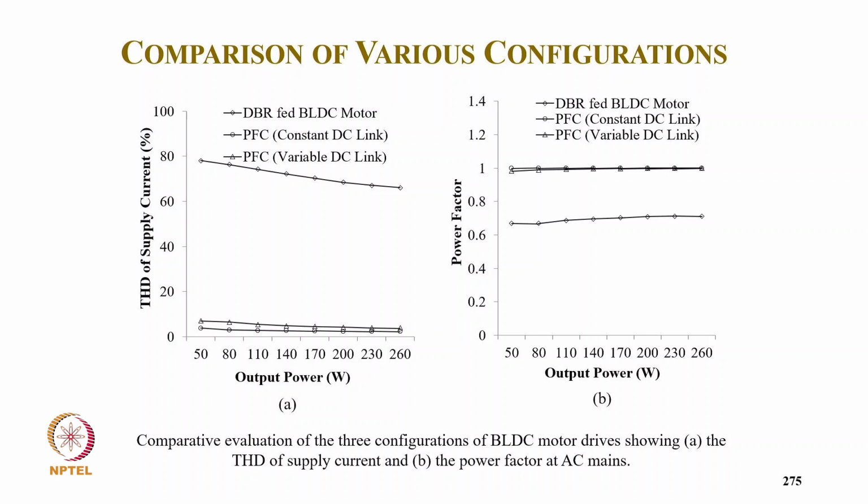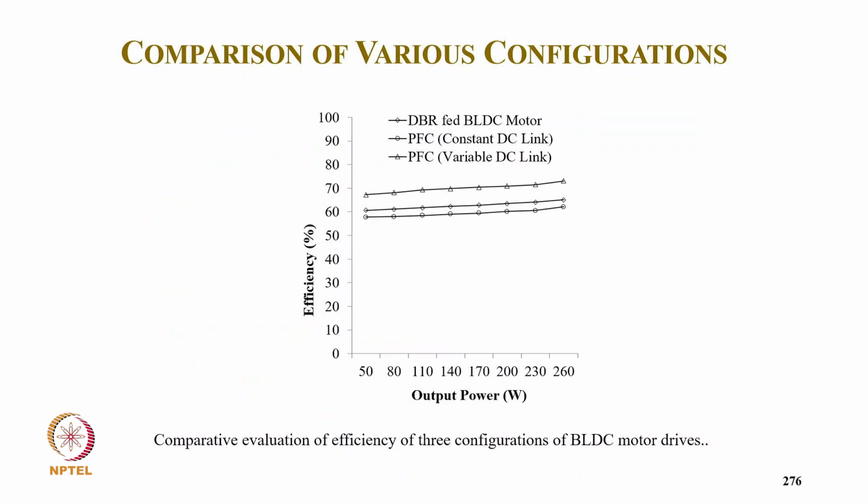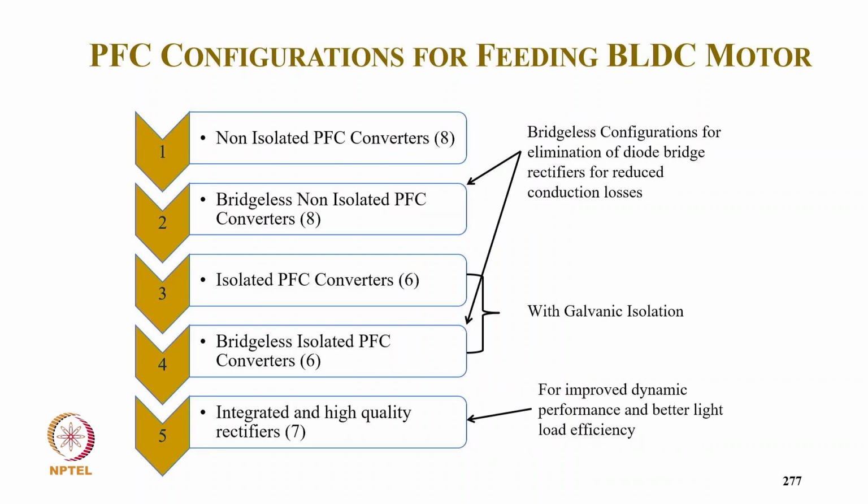With the diode bridge rectifier, you get a very high THD, but with the PFC, you can see the THD for constant DC voltage and for variable DC link voltage. And similarly the power factor, you can see, remains unity for the boost converter as well as the buck boost converter. And these are the competitive evaluation of efficiency in 3 cases. So we get a high efficiency with variable DC link voltage power factor correction compared to the diode rectifier as well as compared to your PFC boost converter.